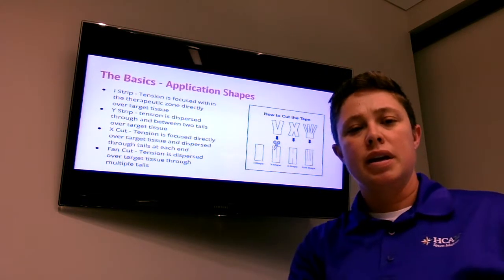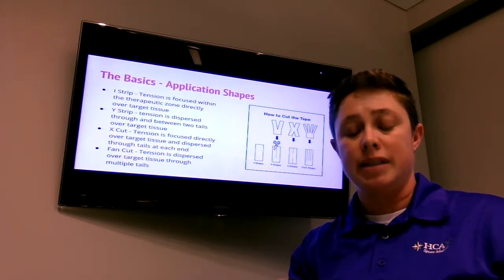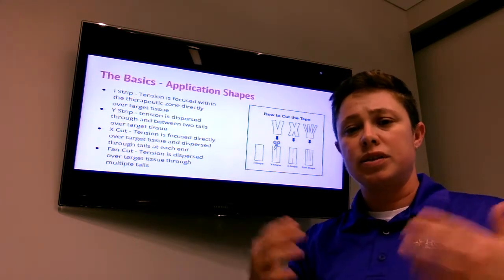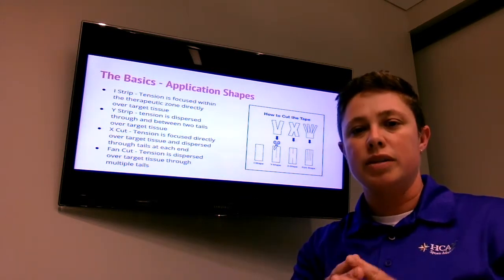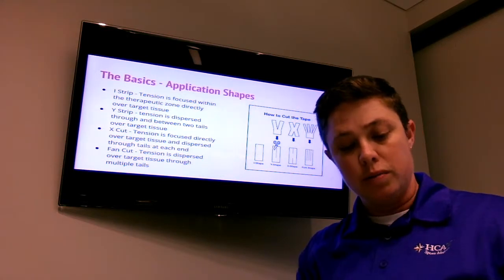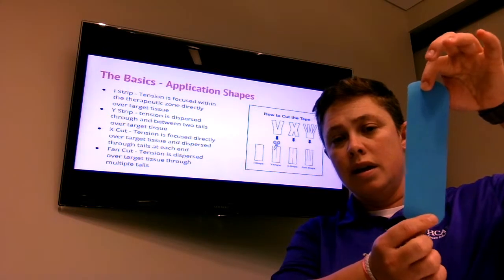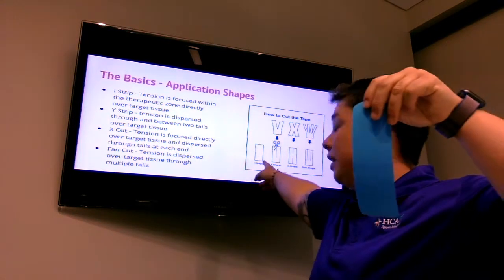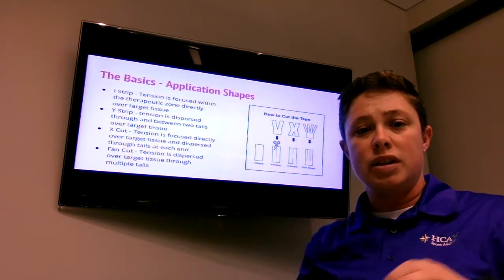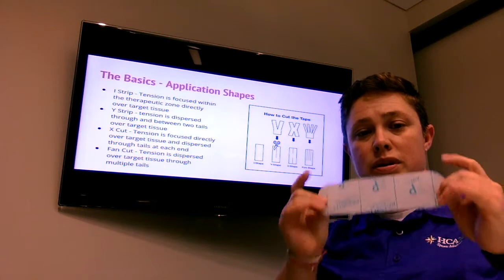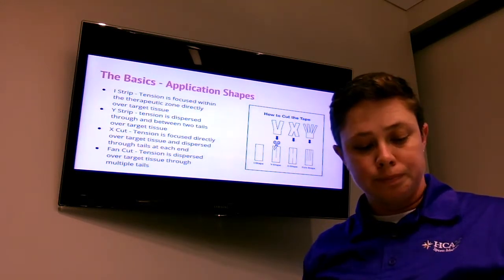So here are the basics. There are 4 basic strips that we use to apply KT tape. As you start using this and learning more, you find that you can cut this tape into 1 billion different possible ways. But these are the 4 that I use most regularly. The first is the basic I strip. You can tell the difference between mine and theirs is that I round my corners off to reduce the amount of rolling. With this strip, the tension is focused within the therapeutic zone, which is the entire length of the tape, and it's spread over the target tissue.